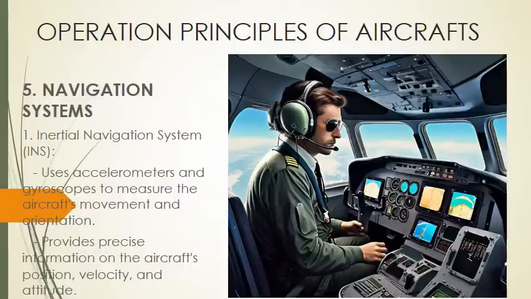Okay, the inertial navigation system, by combined use of accelerometers and gyroscopes, measures the movement of the aircraft and the orientation. Now I said it's not possible to be using your eyes to be physically looking at the surroundings to be moving the aircraft. No, it's not possible. That's why you have to make use of the INS, the use of accelerometers and gyroscopes to measure the aircraft's movement and orientation. It also provides precise information on the aircraft's position, velocity, and attitude.